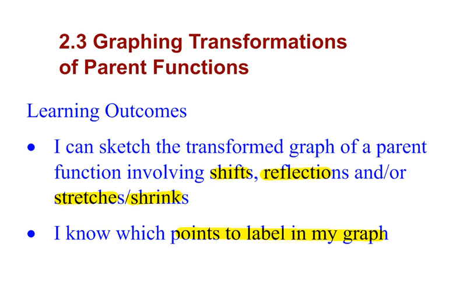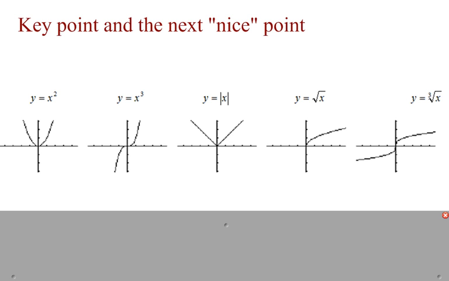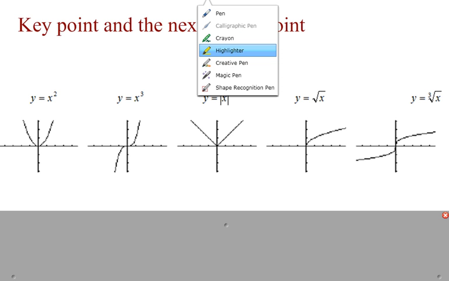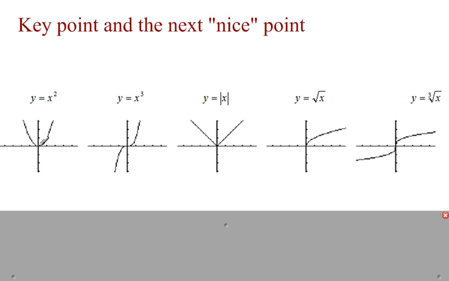Now, in order to understand what points we should label, it's really helpful to look at our parent functions and look at the key point and the nice point in each one. And they're the same in every single one. Notice that right here, y equals x squared goes through 0, 0, but it also goes through 1, 1. And that's what we're going to call our nice point. That's our nice point. And down here, this is my key point, my vertex in this case.